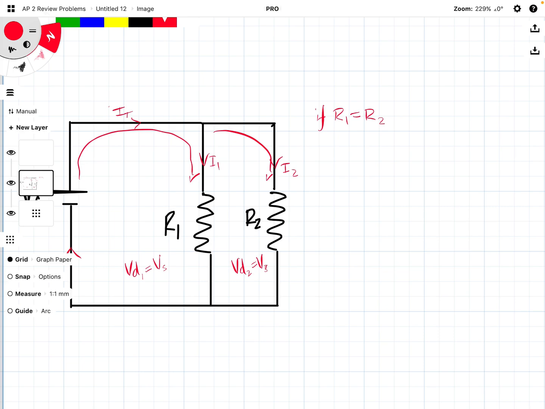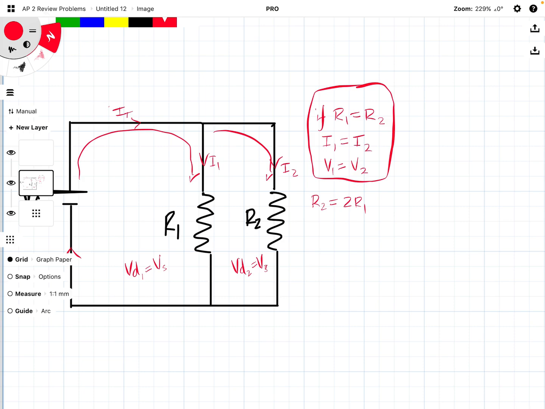That's going to mean my I1 will equal I2, because V equals IR. If R1 and R2 are the same and V is the same, then obviously I has to be the same. And V1 drop, these are drops, equals V2. That would all be the case if they're the same. But what happens when we get a little funkier? Let's now say that R2 is equal to 2R1. The way this could read on the AP exam is the value of the first branch is R, and the value of the second branch is 2R, or something like that.